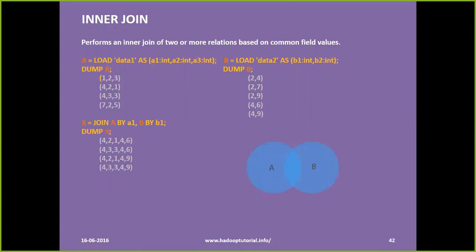So inner joins, same like our SQL joins. I have a data set A and B. This is with 3 columns and this is with 2 columns. And join A by A1 and B by B1. So whatever are matching, 4 to 1 and 4 9 and 4 3 3, 4 6 and 4 9. So those are the matched records. This is the inner join.